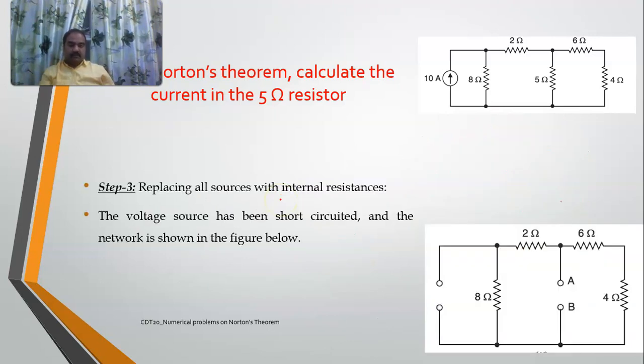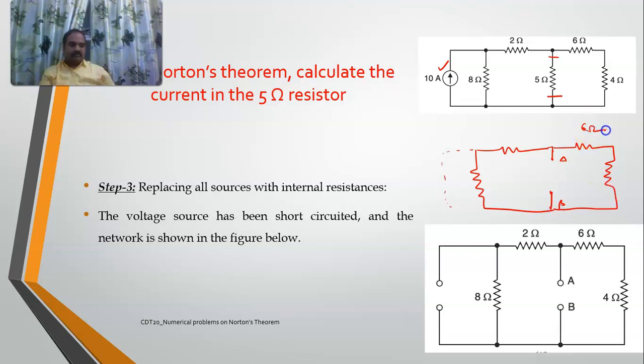Now coming to the third step. What I should do is replace all the sources. Already this is an open circuit, right? This is A, this is B. I am just redrawing the circuit without the sources. This is a current source, so I am just open circuiting it. I am not drawing anything. Okay, this is open circuit. And here again I do have 6 ohms and also 4 ohms.